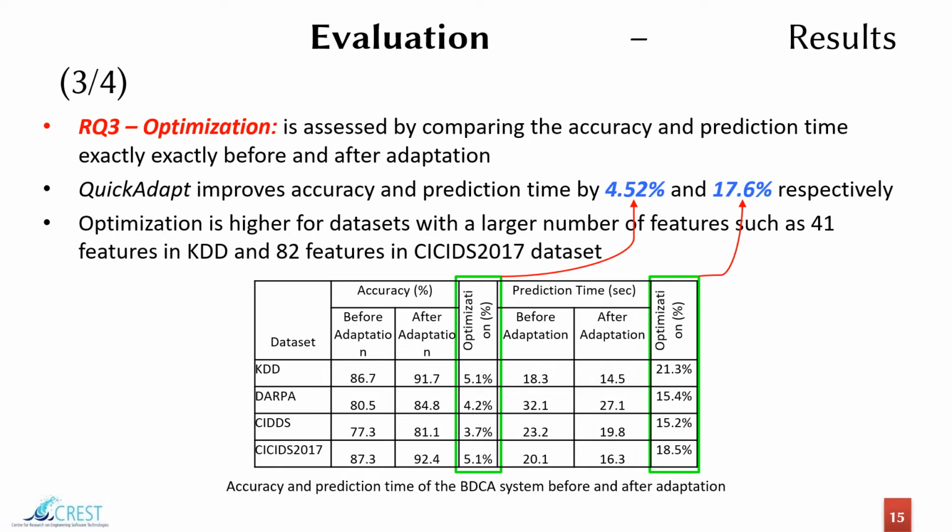Optimization: now we look at how much optimization we can achieve with respect to accuracy and prediction time of the system. So our approach optimizes accuracy by 4.52% and prediction time by 17.6%. Optimization is higher for datasets with a large number of features, for example with KDD and with CICIDS 2017.